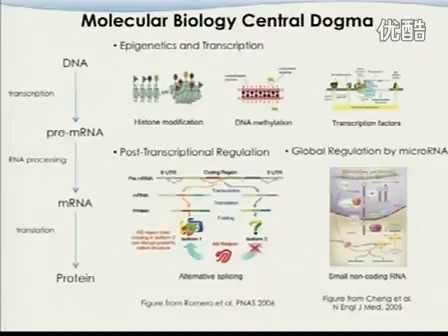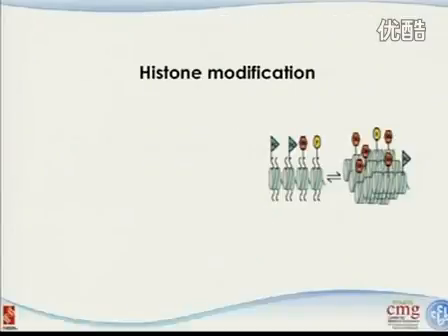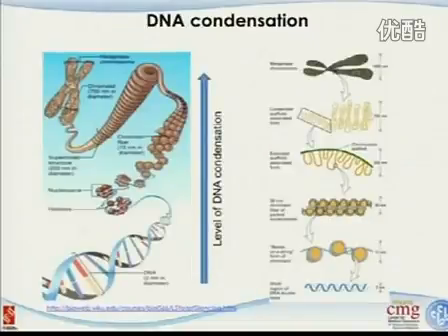And the two major forms of epigenetics, we know, include histone modification and DNA methylation. The first one is histone modification. Just to kick in a little bit of biology about that.